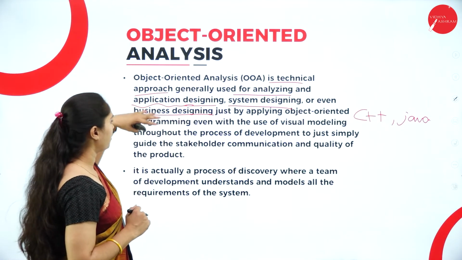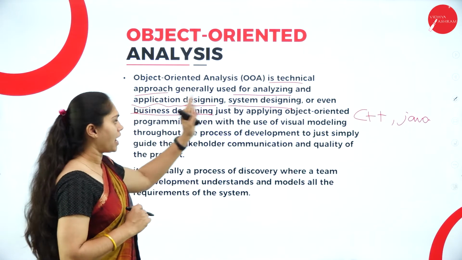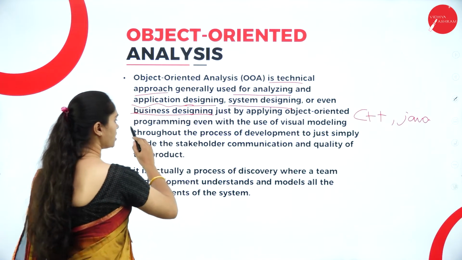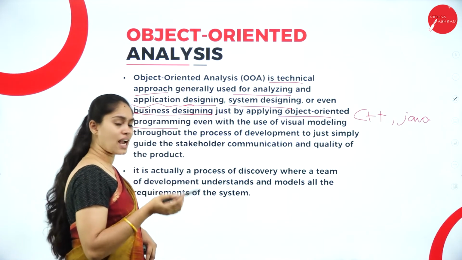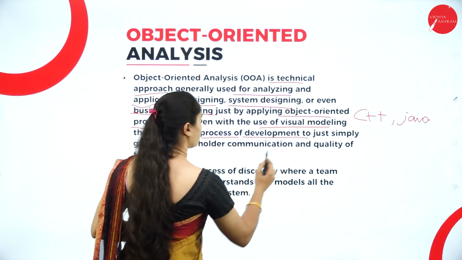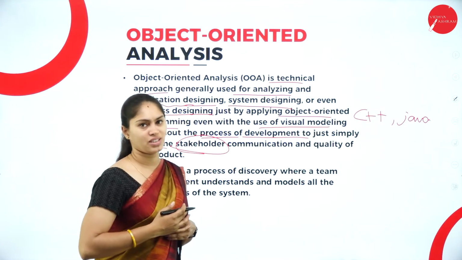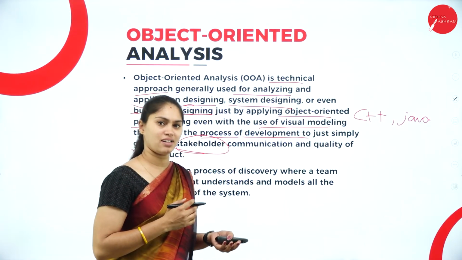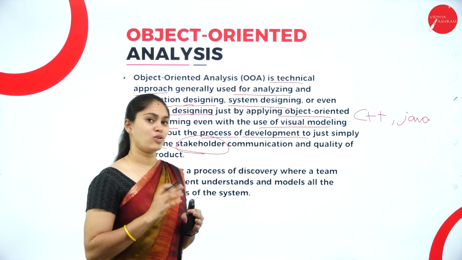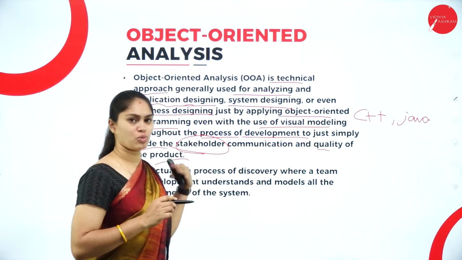Mainly it is helpful to analyze and design the application, system design or even business design. Along with that, we can use some of the object oriented programming languages. We can also make use of visual modeling in the development process, to make it easy for stakeholders to communicate with the developer or designer to specify their requirements. This object oriented analysis will improve the quality of a product by letting stakeholders communicate with a designer.